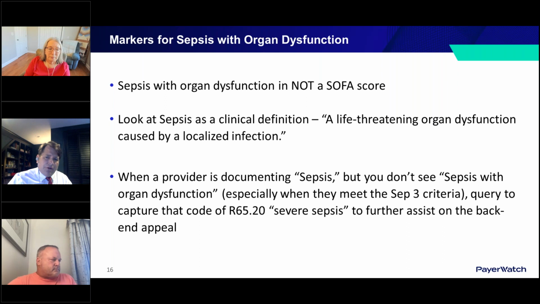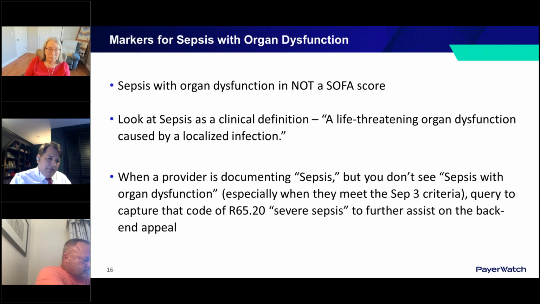The advice that we've given our clinical documentation specialists and our coders is to look for how that patient is treated. Are they getting treatment that is consistent with a patient with sepsis? Meaning, is this different than a patient who would be getting treatment for a localized infection alone? We're looking for things like early goal-directed therapy, increased monitoring, increased evaluation, longer length of stay, expanded antibiotics, increased fluids, all of those things that are typical of the care of a septic patient and not consistent with a patient with solely pneumonia. And as we said before, when a provider is documenting sepsis, but we're not seeing sepsis with organ dysfunction, we are querying to capture that R code for severe sepsis.